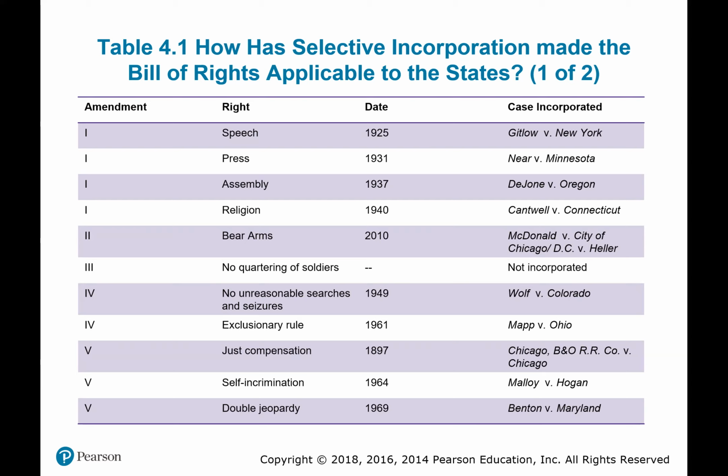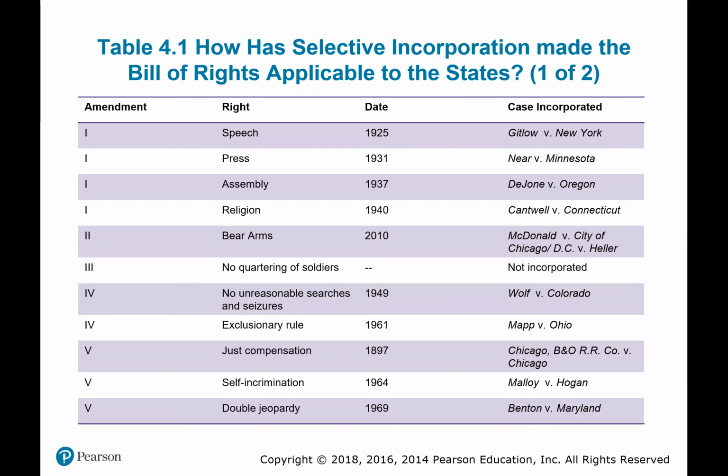No quartering of soldiers, that's the Third Amendment. That has not been incorporated. There's never been a case that's come to the Supreme Court, but it's assumed that obviously that is something that cannot be done. No unreasonable searches and seizures. Many different cases have come before the court, meaning that the incorporation, selective incorporation, has taken place where the states have to follow the federal law.